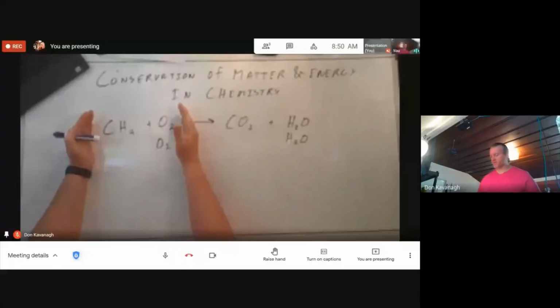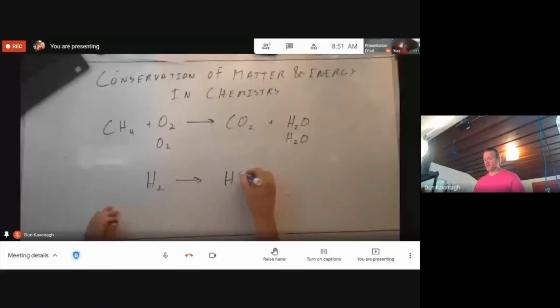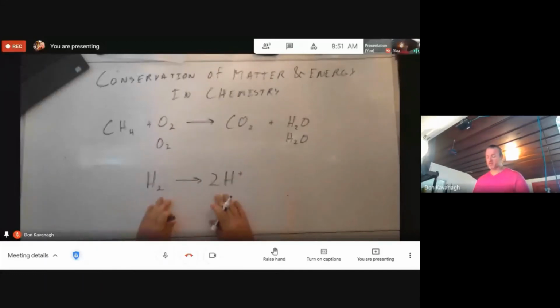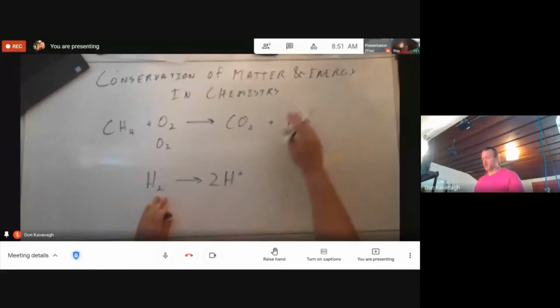Here's an example of an unbalanced chemical reaction. I say unbalanced because it's unbalanced in the energy. We have 2 hydrogens on this side and 2 hydrogens on this side, but the charges are not balanced. On the reactant side, this is neutral overall, and on the product side, this has a +2 charge.